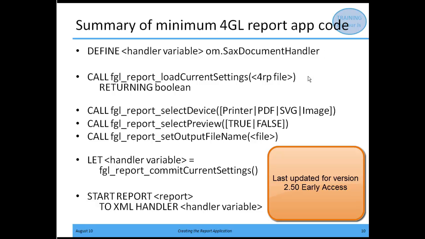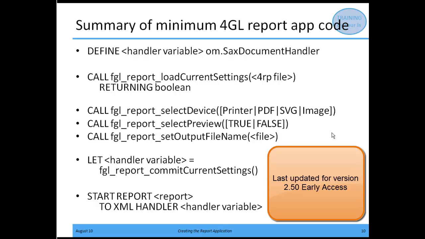When it comes time to actually load in the current settings from the report design, we call the FGL report load current settings, and we specify the 4RP file that we want to pass in. It's going to return a Boolean whether or not the load was successful. The next three I have listed up here, we didn't have in our minimum default application that we walked through. However, they're things that are commonly used.